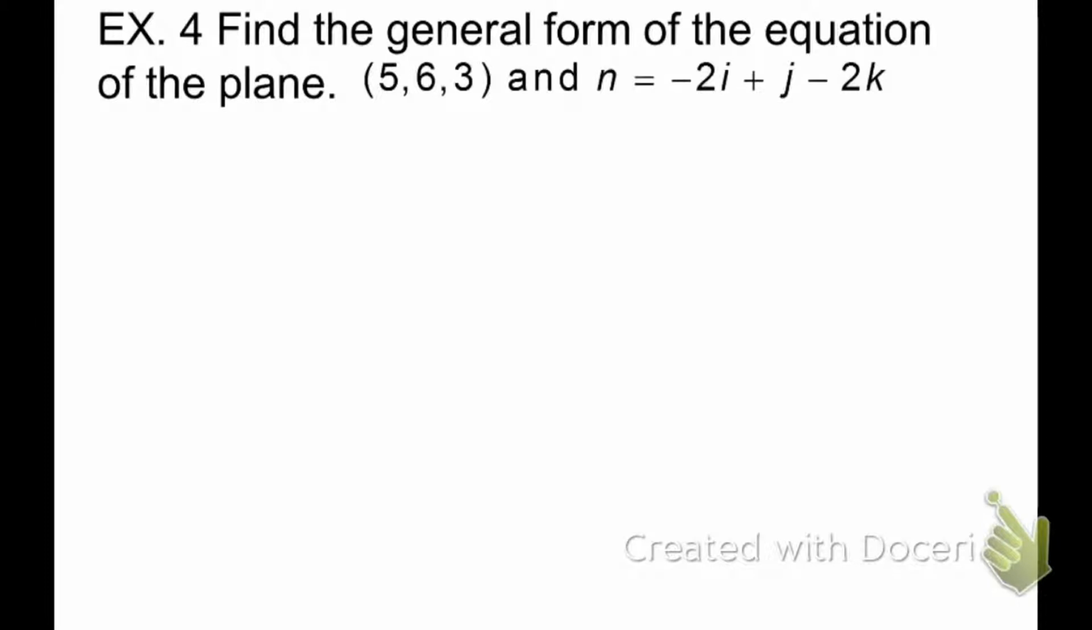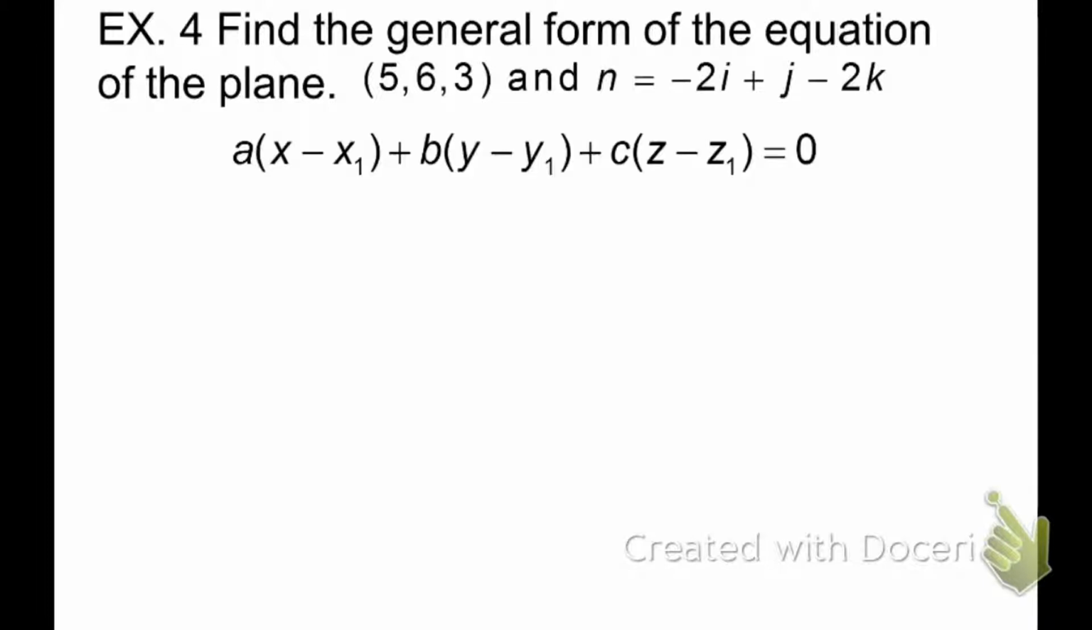Okay, number 4 wants us to find the general form of the equation of the plane. So for the equation of a plane, we need a point and a vector that is on the plane. So we're going to plug into this formula, a times (x minus x1) plus b times (y minus y1) plus c times (z minus z1). So your point is going to be (x1, y1, z1), and your vector is going to be (a, b, c).